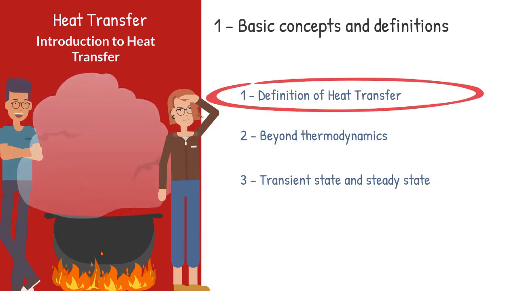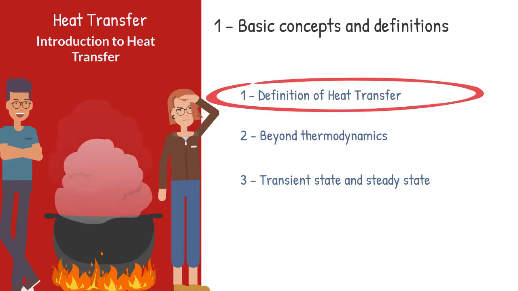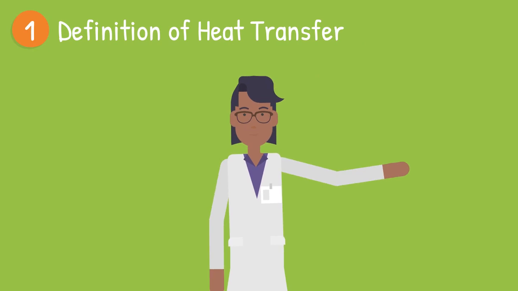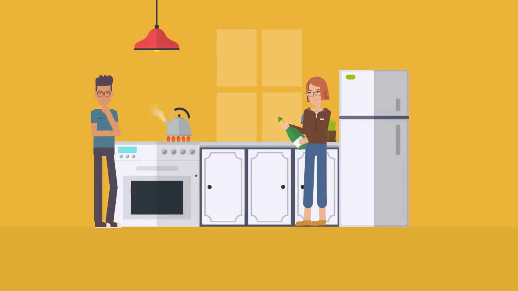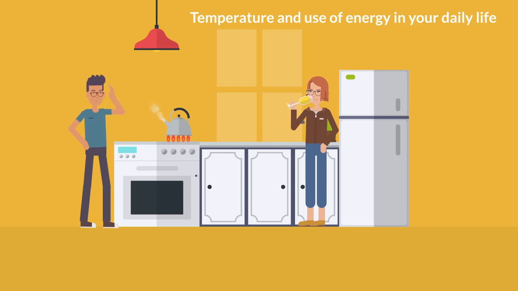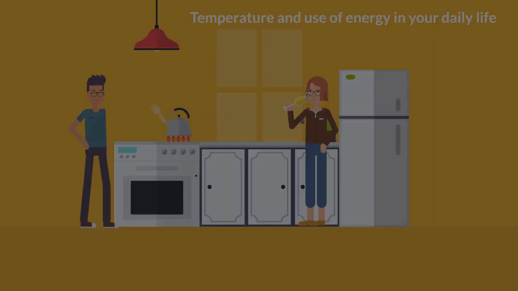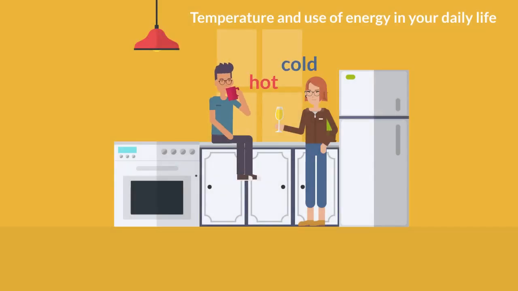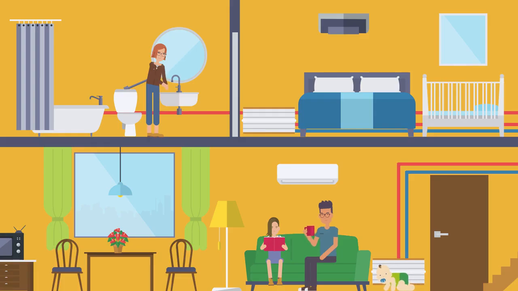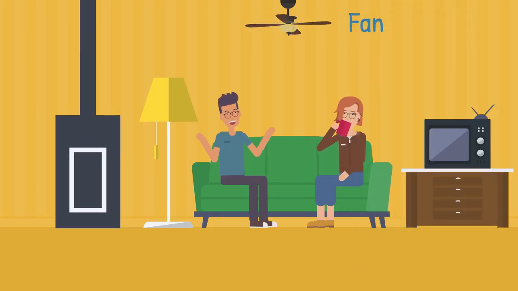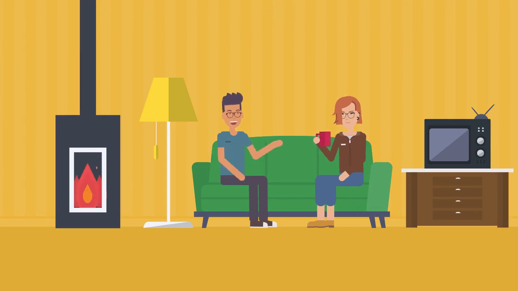Let's start with the definition of heat transfer. But before giving you a scientific definition, let's start analyzing the relevance of temperature and use of energy in your daily life. At home, you are used to talk about high and low temperatures. How hot or how cold is something? You know that space heating or air conditioning is needed for keeping a comfortable temperature. A fan can help you to withstand high temperatures, and a heater can help you to provide comfortable temperatures in winter.